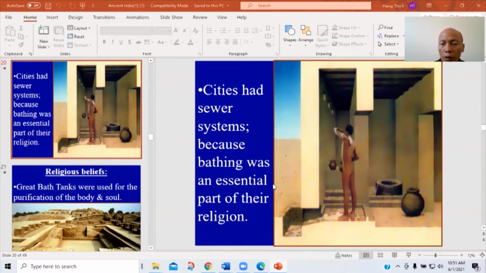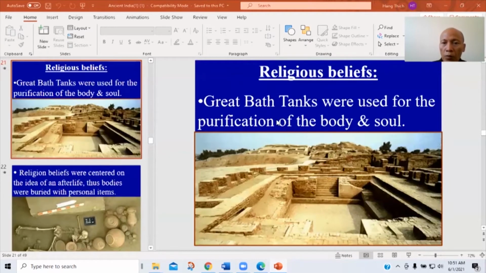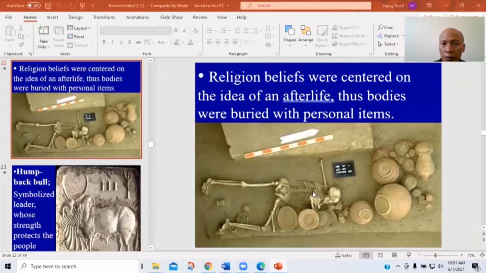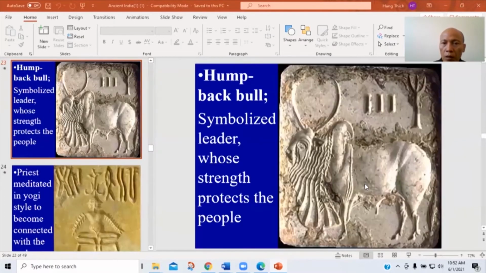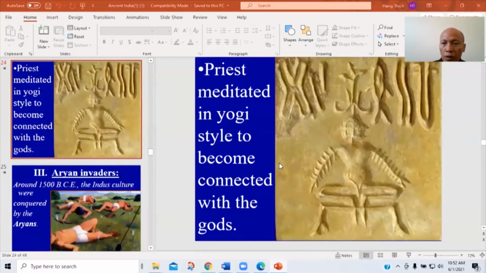So when they came to the religious center, they needed to take a bath. That's why they created this type of bathing place. Here they have what we call the great bath tanks that were used for purification of the body and soul, where they came down to take a bath. Religious beliefs were centered on the idea of the afterlife, so the dead were buried with personal items. You can see the skeleton and other artifacts. The humpback bull symbolizes the leader, the strength that protects the people. And the priests have this symbol, meditating in yogic style to connect with their God.